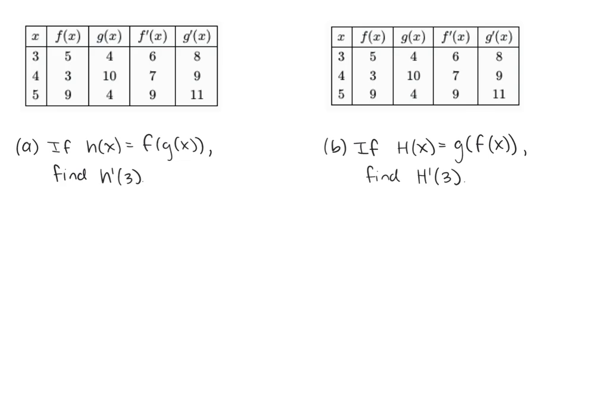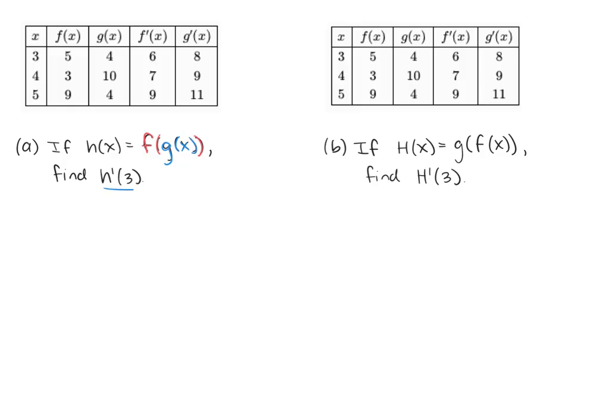Let's use this table of values to answer question A, where we want to find h of x, and we're told that h of x is this composite function, f of g of x, and then our goal is to find h prime of 3. So I'm going to go ahead and highlight this composite function by highlighting the outside function, f of x, in red, and I'm going to highlight the inside function in blue, which is that g of x.